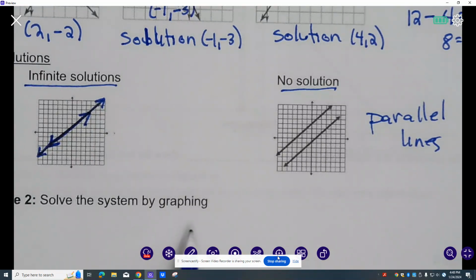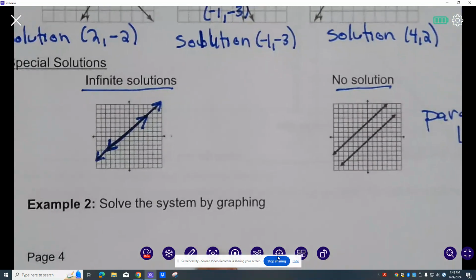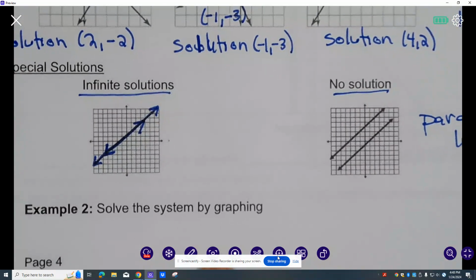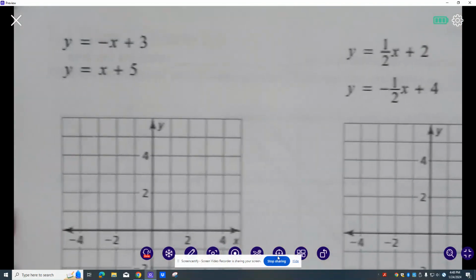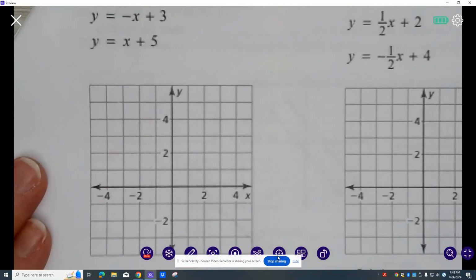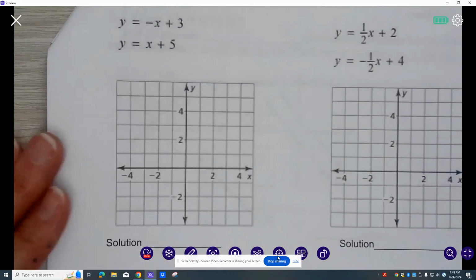All right, let's look at example 2. So this one says solve the system by graphing. Sorry, the page break got a little messed up here. So the problem is actually on the next page. So we are going to solve these by graphing. So we're going to graph both these lines and then see the point where they intersect.